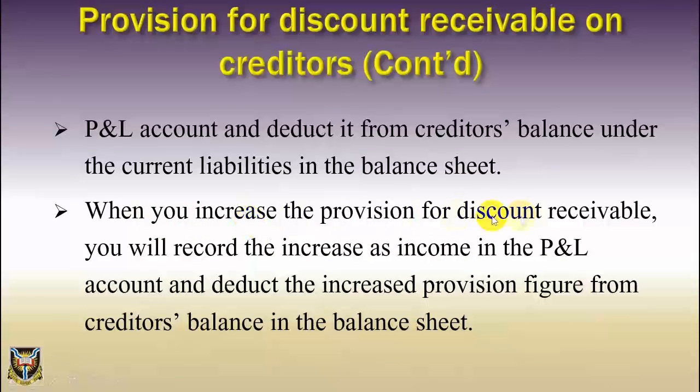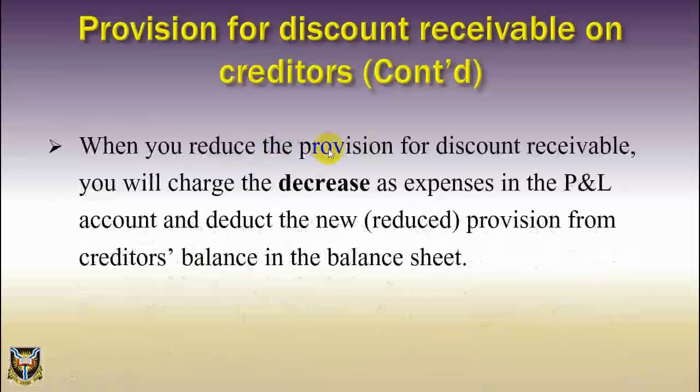When you increase the provision for discount receivable, you will record the increase as income in the profit and loss account and deduct the new increased provision figure from creditors balance in the balance sheet. When you reduce provision for discount receivable, you will charge the decrease as expenses in the profit and loss account and deduct the new reduced provision from creditors balance in the balance sheet.